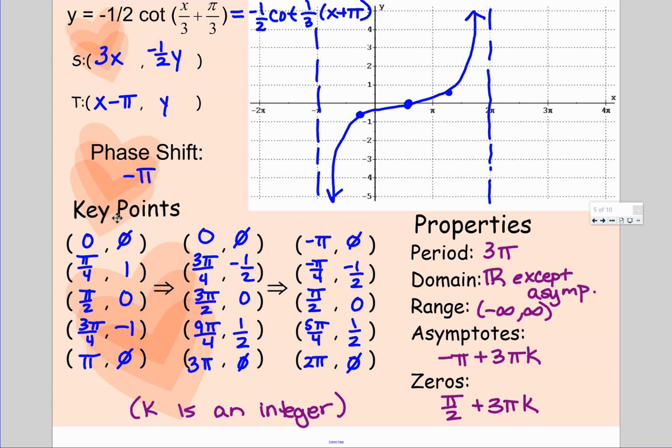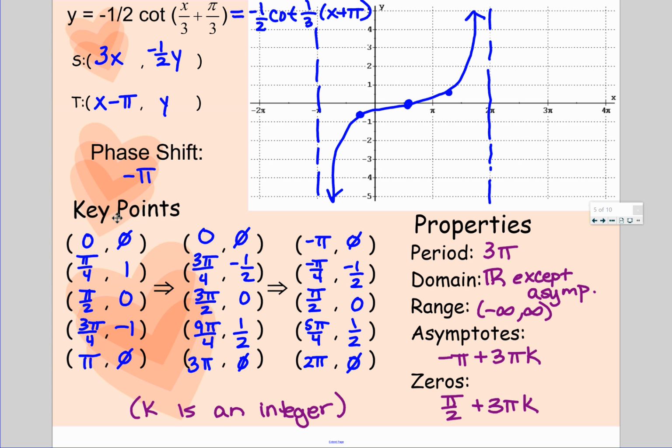Graphing tangent, cotangent. Naming their properties. Okay. Tomorrow we'll do the last 2 functions, and you're going to see they're going to be really similar to sine and cosine. So that'll wrap up all of our graphs for us.